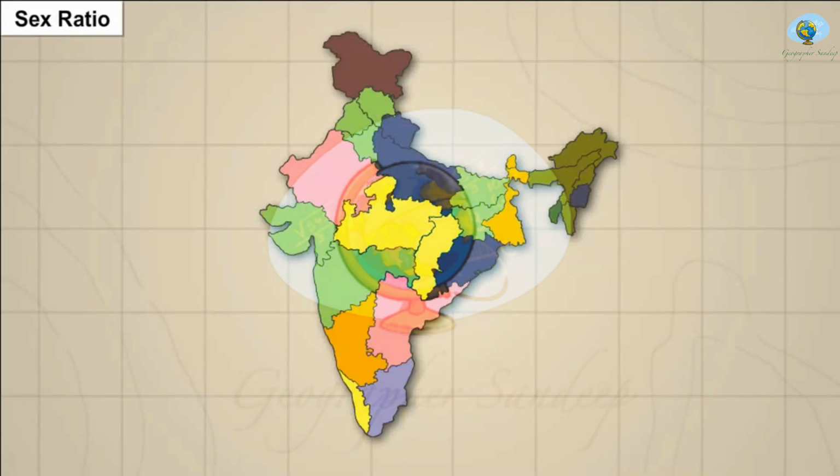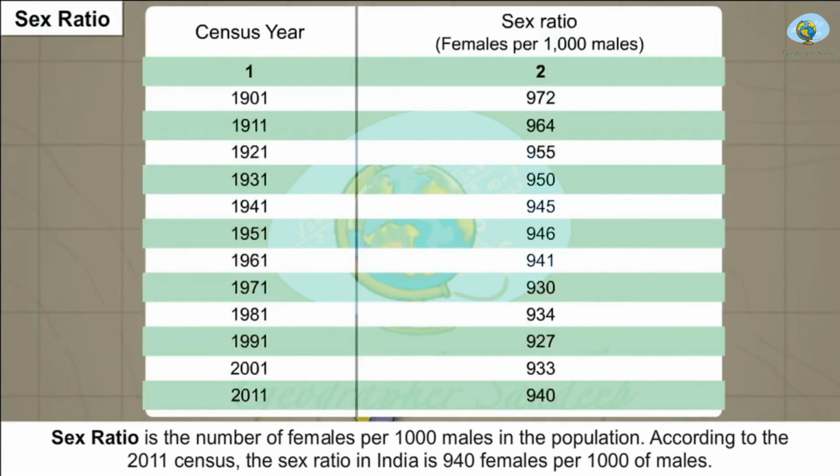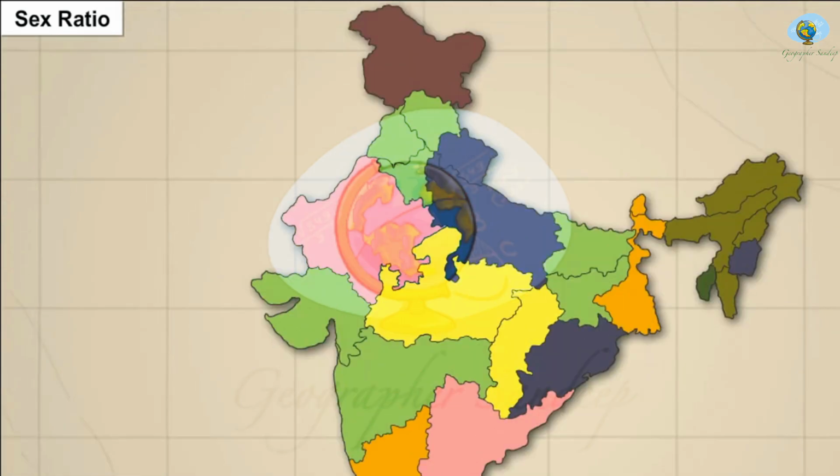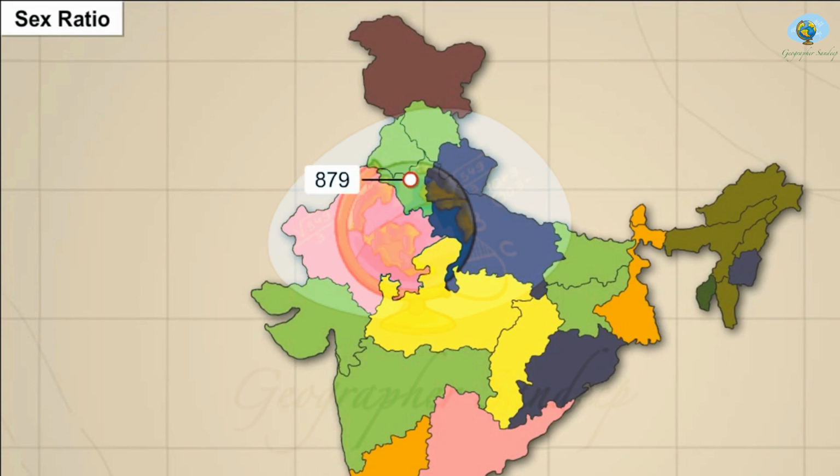Sex ratio. Sex ratio is the number of females per 1,000 males in the population. According to the 2011 census, the sex ratio in India is 940 females per 1,000 of males. Kerala has the highest female sex ratio, 1,084, while Haryana 879 and Delhi 868 have the unfavorable sex ratios.